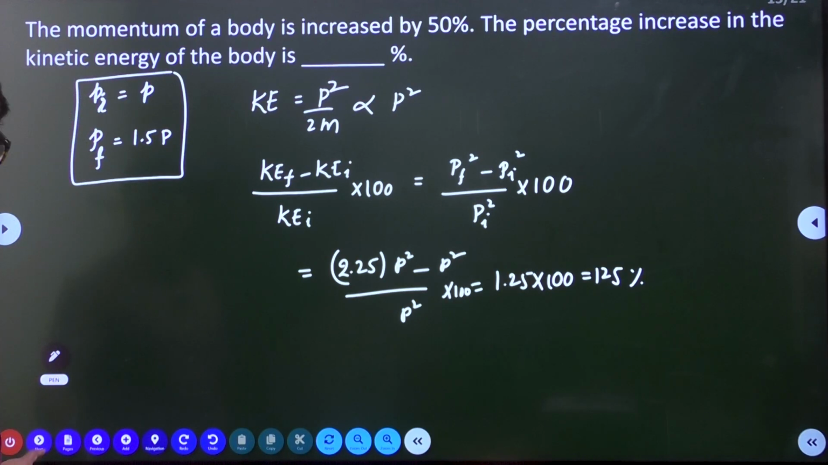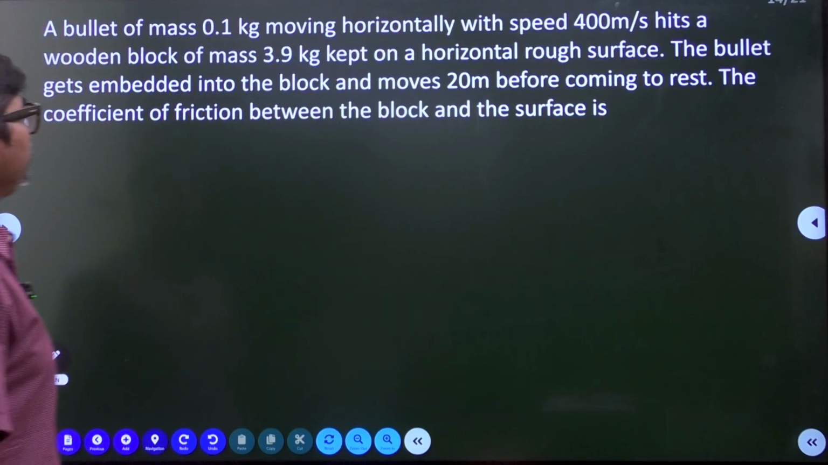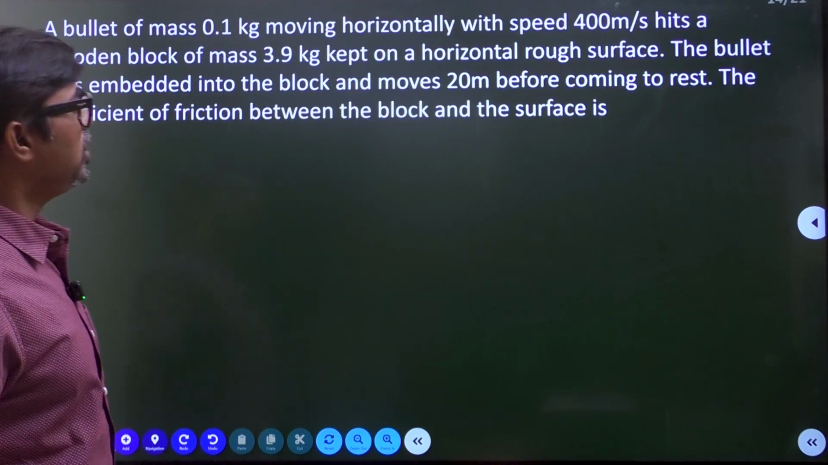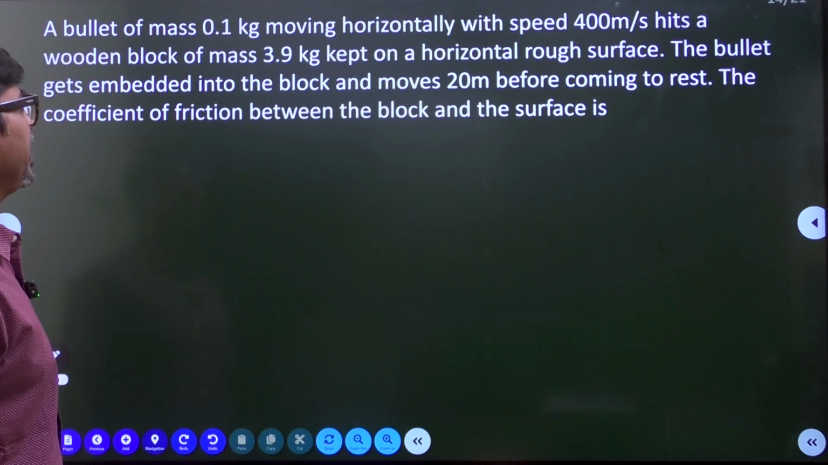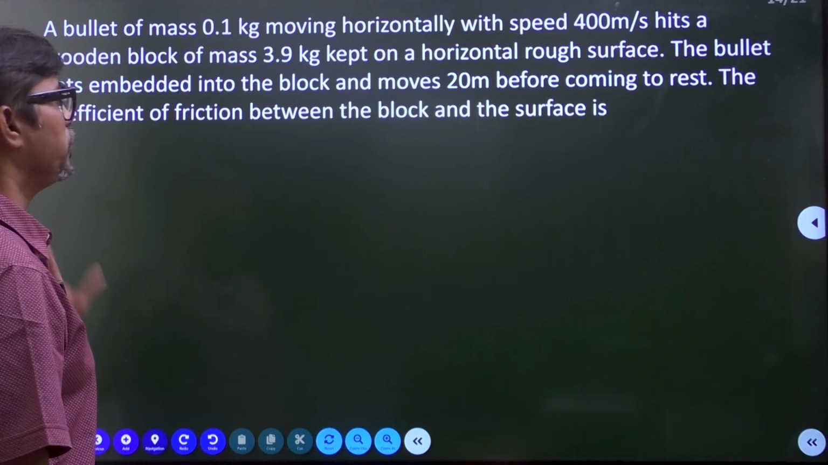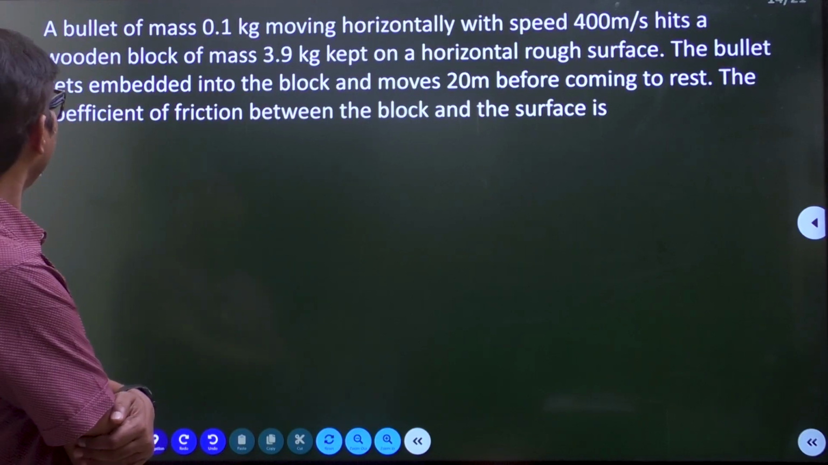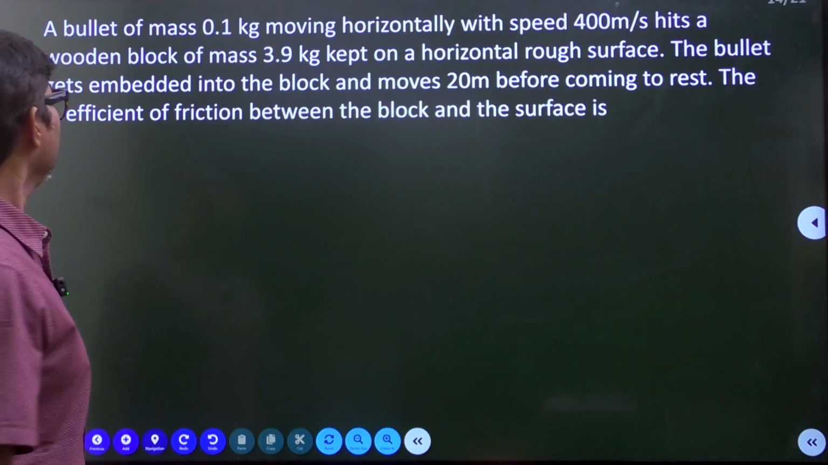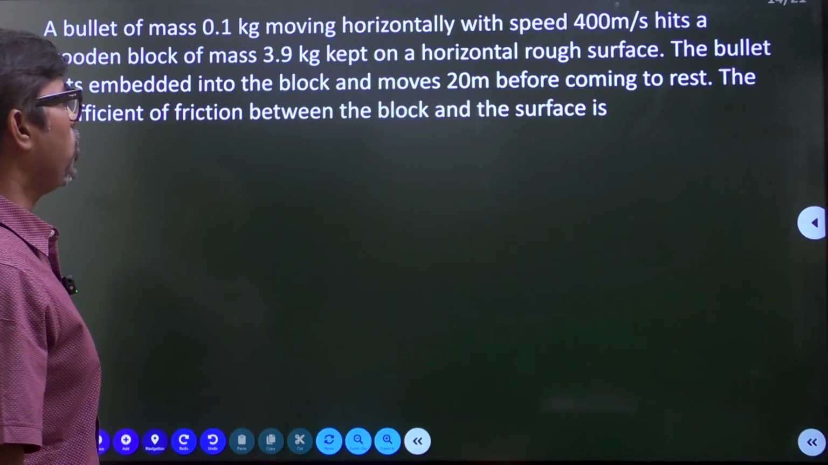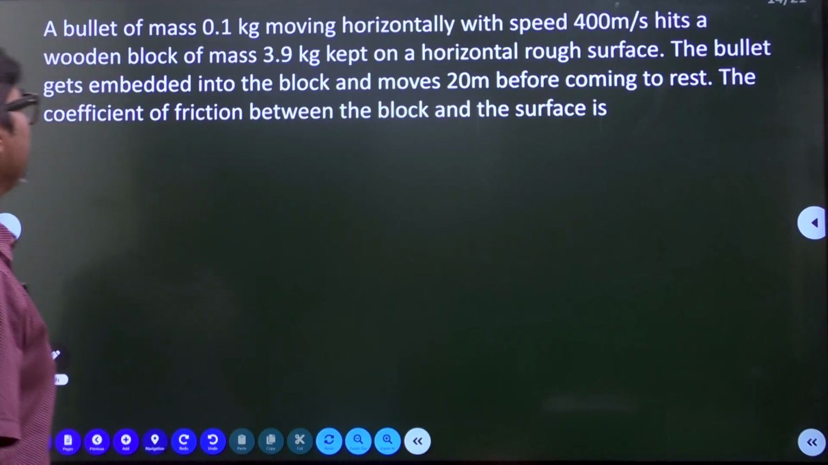That's what we have here. All right, then let's go on to the next problem. A bullet of mass 0.1 kg moving horizontally with a speed of 400 meters per second hits a wooden block of mass 3.9 kg kept on a horizontal rough surface. The bullet gets embedded into the block and moves 20 meters before coming to rest. The coefficient of friction between the block and the surface will be?